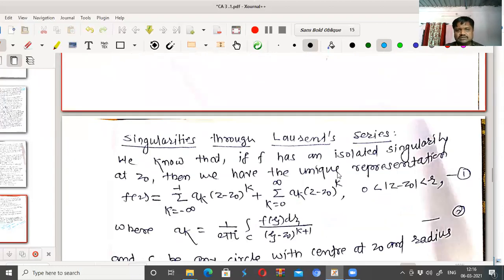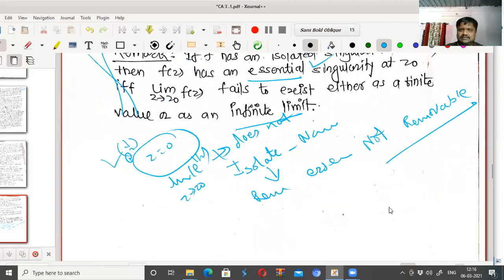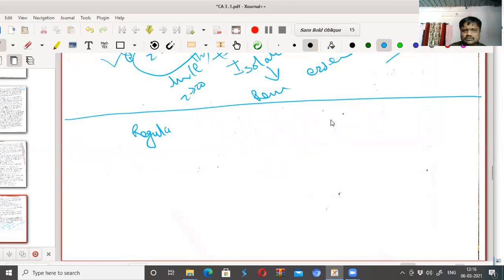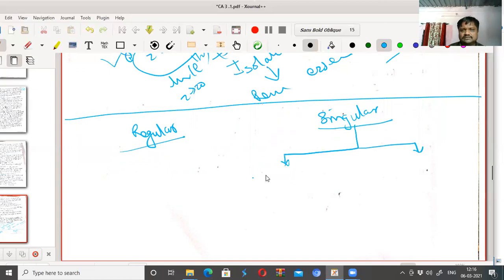So this is about singularities. Now in all singularities, what have we done? A regular point and a singular point. A function is said to be regular at z0 if it is analytic at z0. If it is not analytic at z0, the point is called a singular point. Then for singular points, we have again two types. One, isolated. Second, non-isolated.